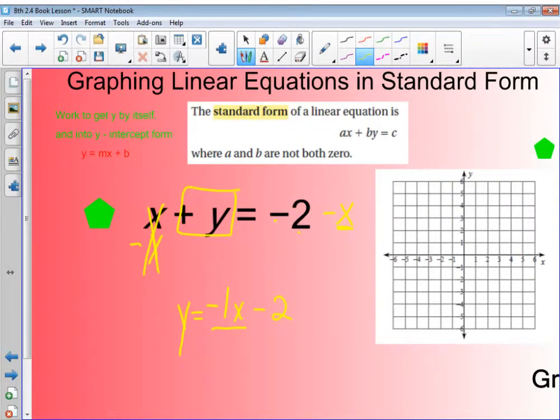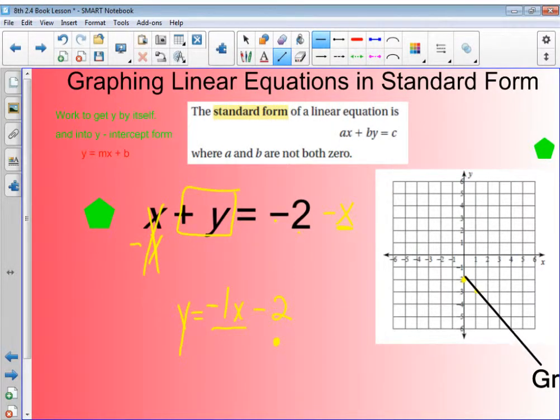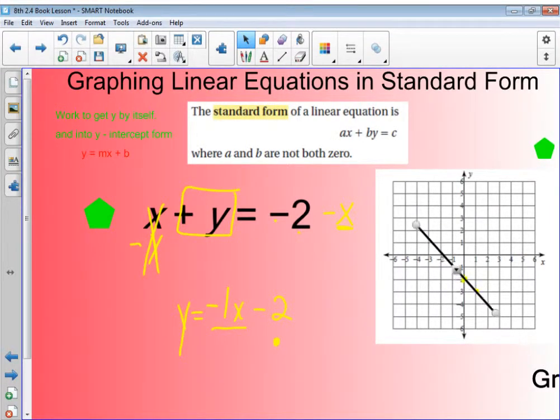Okay, so now if I graph it, the y-intercept is where we start, so we're going to go to negative 2. And then our slope is negative 1, and that would be over 1. So down 1, to the right 1. And then we would draw our line through that. So there's the slope of our line, which should extend all the way through.